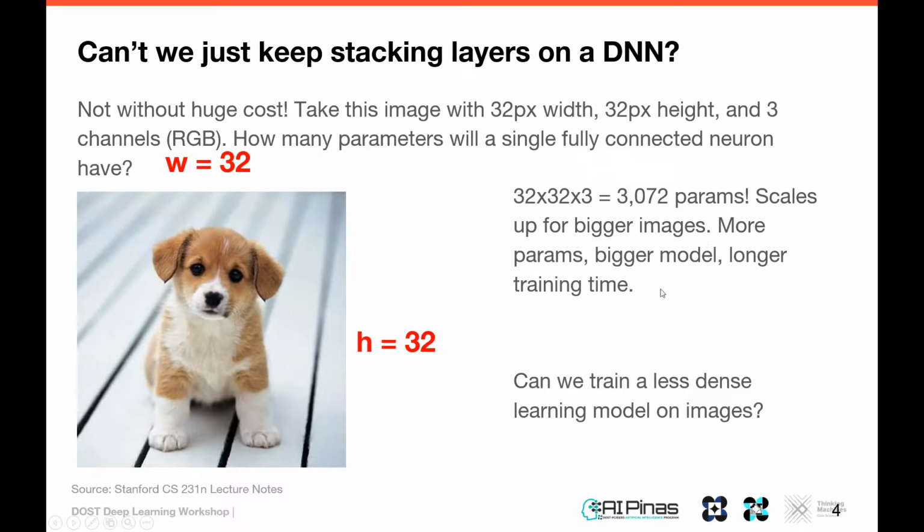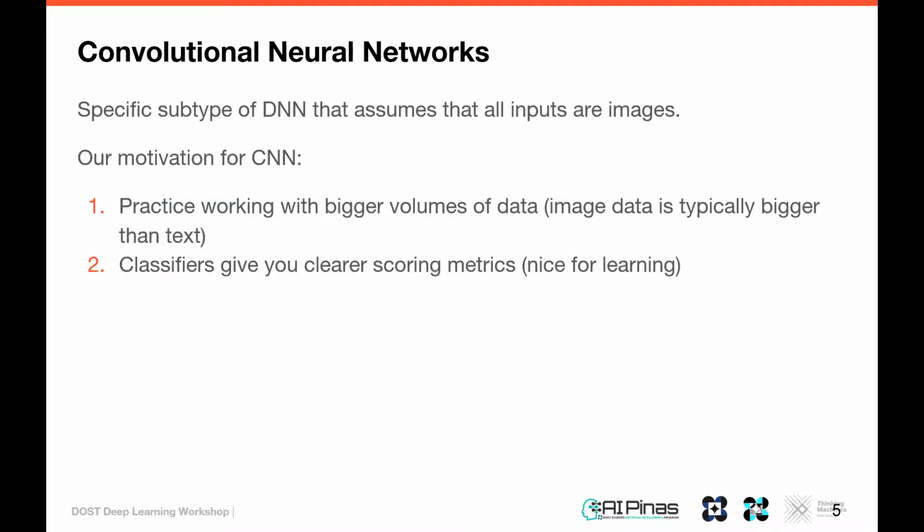And the more parameters you have, the bigger your model has to be, the longer training takes. And this is not necessary to build a high performing model, because unlike the features we've been working with, the image has a structure and a hierarchy to it that we can use to build something smarter. We can train a less dense learning model on these. So a convolutional neural network is a specific subtype of deep learning that assumes that all inputs have this structure to it. There are many different subtypes of neural networks.